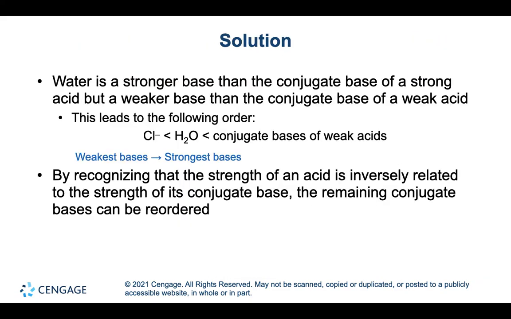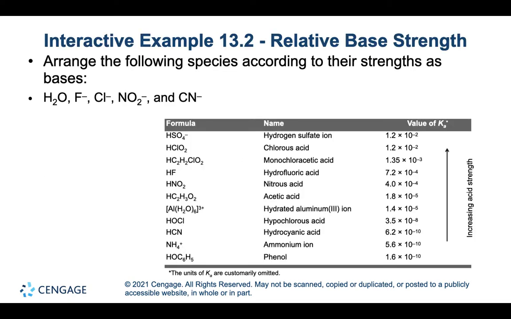So first of all, we would pick out that water is a pretty weak base, but the only thing weaker than water is the conjugate base of a strong acid. So Cl minus is actually the weakest base in this list. And then water would come in next. Then we would have all those conjugate bases, F minus, NO2 minus, and CN minus, the conjugate bases of the weak acids in this list here, HF, HNO2, and HCN.